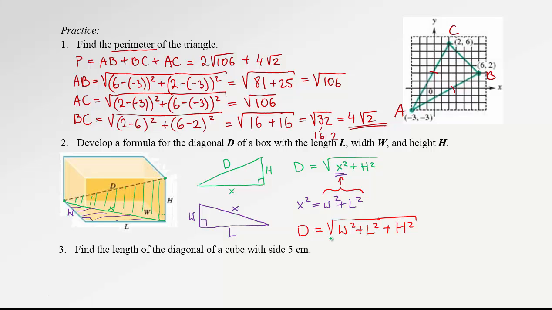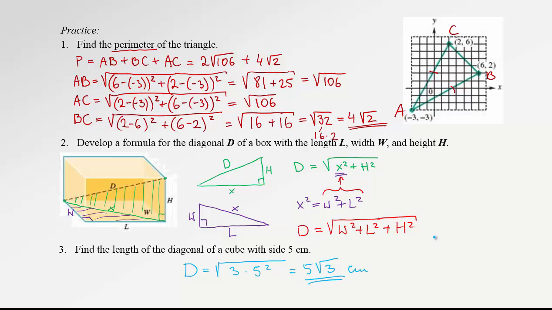Okay, let's use this formula to find the diagonal of a cube with side 5 centimeters. Since a cube has all edges of the same length, the length, width, and height are all 5 centimeters long. So the formula becomes even easier. The diagonal is the square root of 5 squared, 5 squared, and 5 squared. So it's really 3 times 5 squared. Here we go. We could pull the 5 out, and our answer is 5 root 3 centimeters.